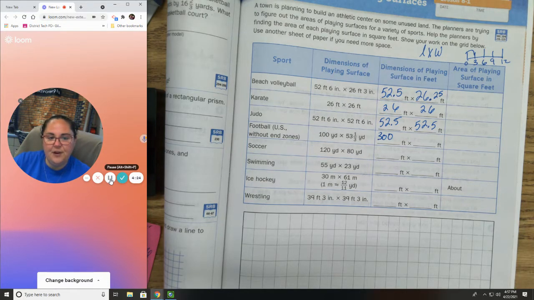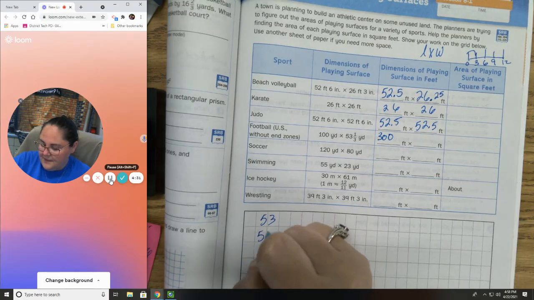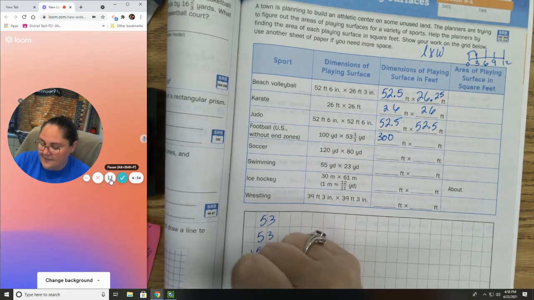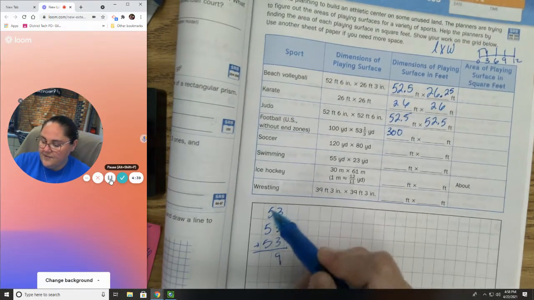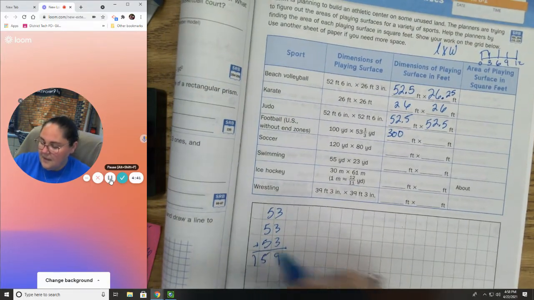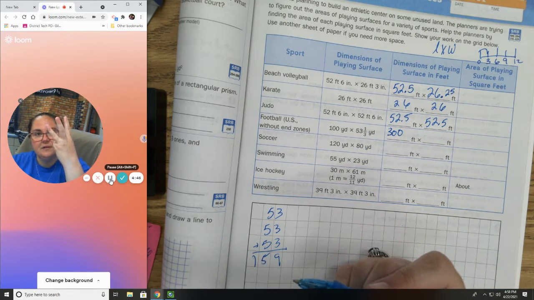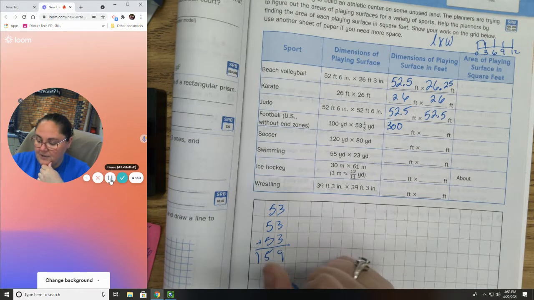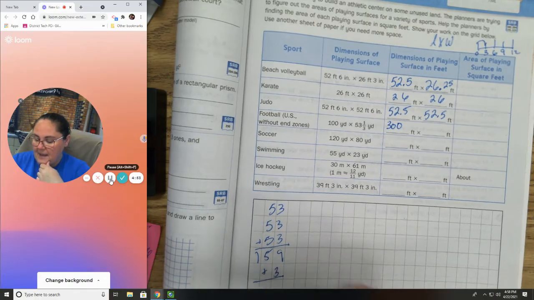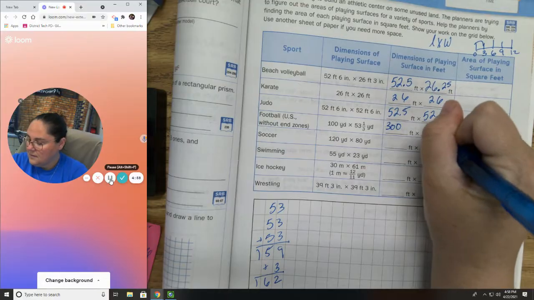53 1/3 yards. All right. Multiply by 3. Let's see. I'm going to add those together because that's easiest for me now. 3, 6, 9, 5, 10, 15. And 1/3 of a yard for each one. So 1/3 plus 1/3 plus 1/3 is 3/3. So 1 more yard. I know that 1 more yard is the same as 3 feet. Add those together, we have 162.